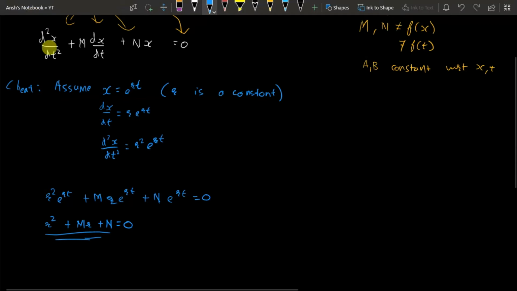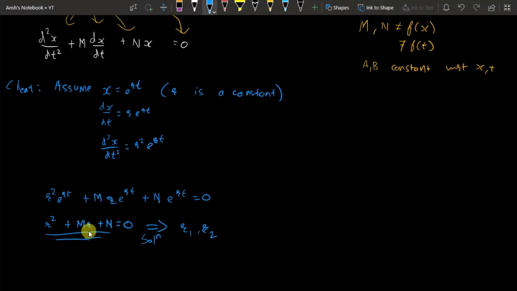So drawing parallels from the differential equation, we can see that the second order derivative corresponds to the r squared term. The first order derivative corresponds to the r term, and the no derivative corresponds to no r term. And what we have to do is solve this for r. Once we solve this for r, we'll get two values for r, the two roots of a quadratic equation.